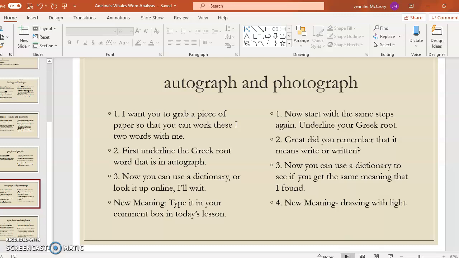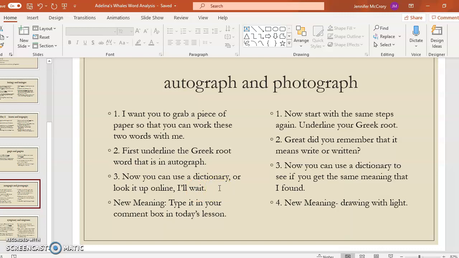Fabulous. Now, the first thing I want you to do is, here's your word autograph. I want you to underline your root. What are you going to underline? Exactly. Good job. You are going to underline the word graph. Now, I want you to use your dictionary, or you can look it up online. I'll give you a minute.